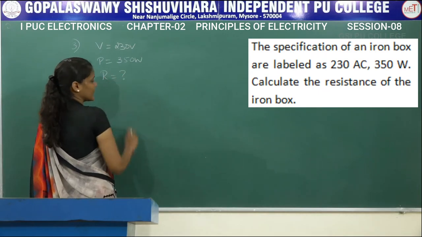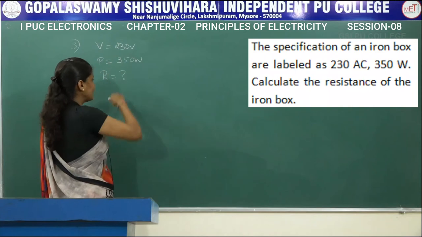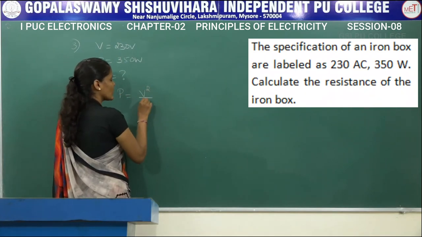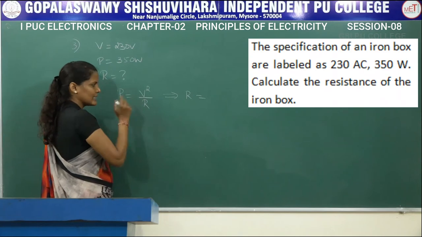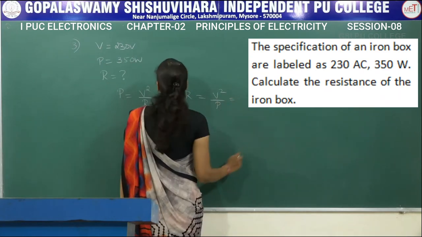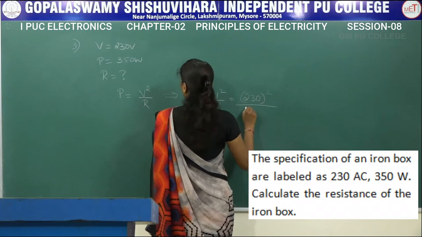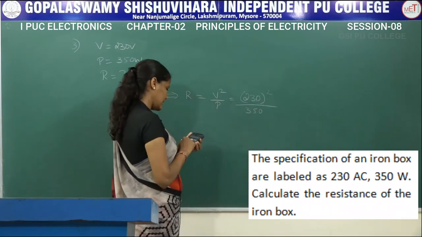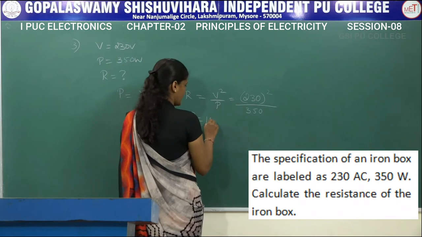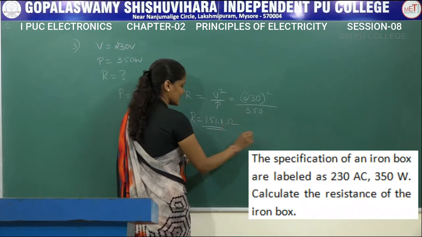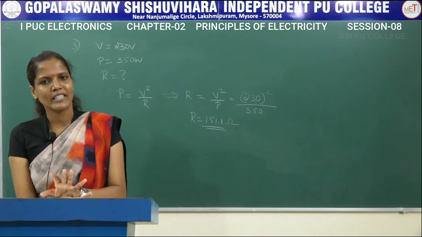You have to find out R. So I know P and V. We have a single relationship between all these three parameters, where P is equal to V square divided by R. But I have to alter this expression as R is equal to V square divided by P, where V value is equal to 230. 230 into 230, that is 230 volt square divided by 350. So 230 into 230 divided by 350 gives me R as 151.1. The unit for this resistance is ohms. So R value is 151.1 ohms. Clear? The problems are very, very simple.